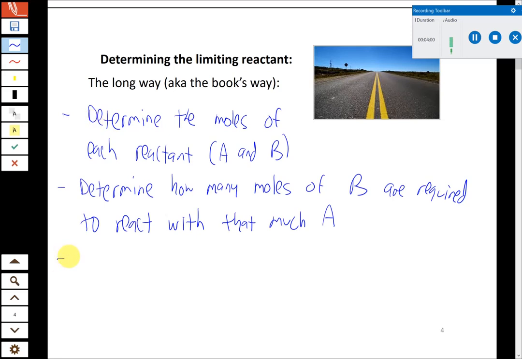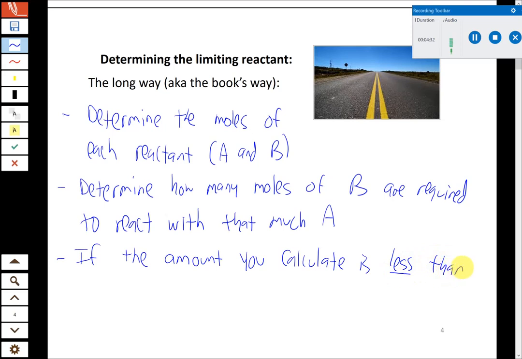But I just want to introduce it to you if you do like to follow the textbook or you think this approach is better. So then you're going to calculate how much B is required to react with however much A you have. So if the amount that you calculate is less than the actual amount of B, that means that A is a limiting reactant. So you're going to calculate an amount, and you're going to compare it to the amount of B that we're telling you that you have in the problem. Now, I think it's easy to trip yourself up with this approach. That's why I don't like it so much. But it works. So if you calculate an amount that is less than the actual amount of B present, that means A is a limiting reactant, or vice versa.